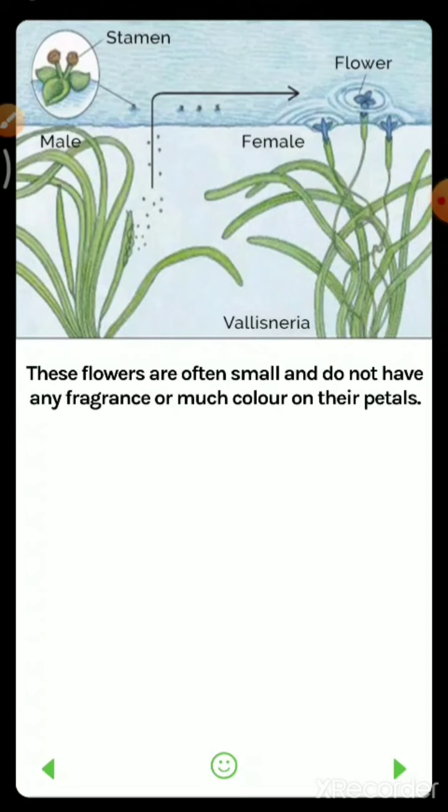Then the female flower has a long stalk and also floats on the surface of water. You can see the long stalk. So this is the stalk. You can see that the female flower has the stalk. So then what will happen? When a male flower moving with water comes in contact with the female flower, the pollen grains will fall on the stigma. Like this way they lead to pollination. Okay, you understood, students?